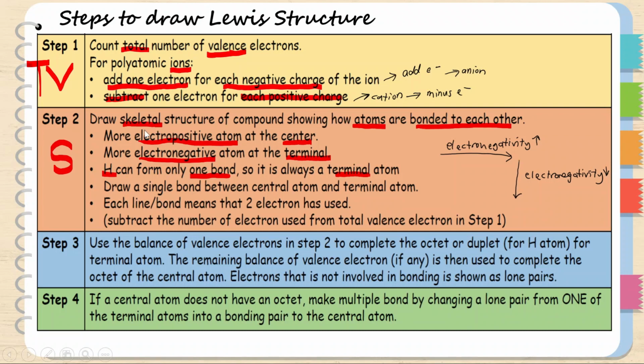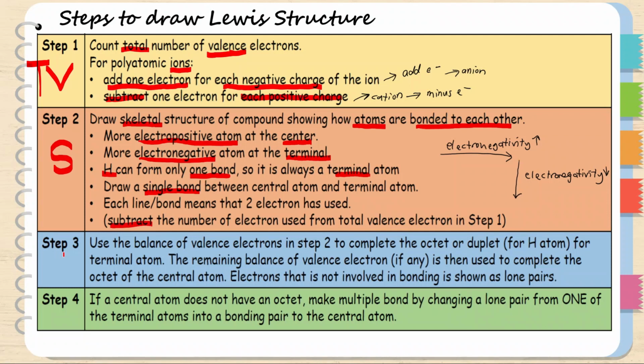So how are we going to draw the skeletal structure? After deciding which is the central and terminal atom, we draw a single bond between the central and terminal atoms. You should know by now that each line or bond means that 2 electrons have been used. So now we have to subtract the number of electrons used to make the bonds from the total valence electrons in step 1.